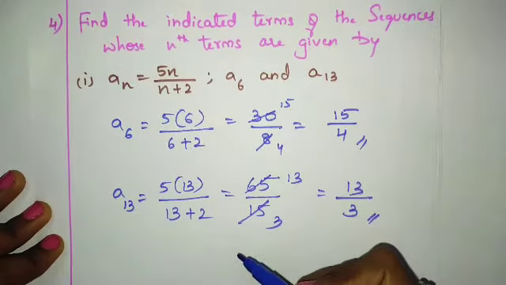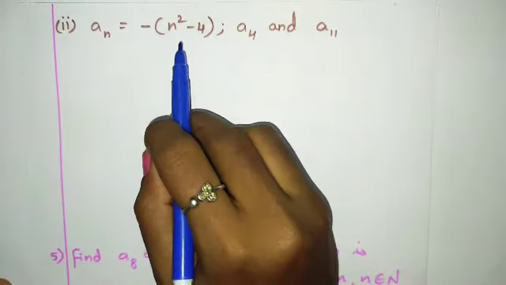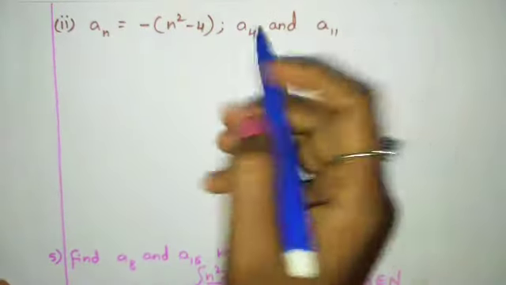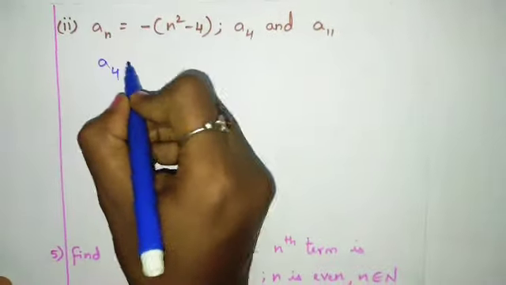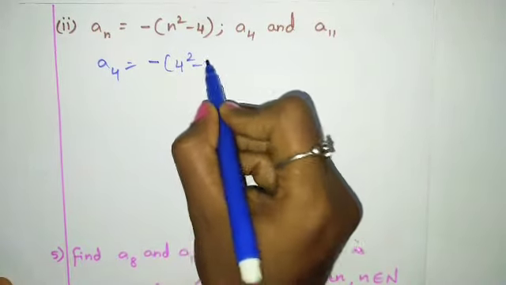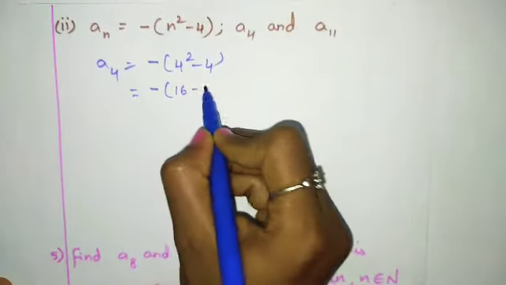Okay. So now we'll see next subdivision. an is equals to minus into n square minus 4. You have to find a4 and a11. So similarly a4, wherever you have n, substitute 4. Minus into 4 square minus 4. That is minus into 4 4s are 16 minus 4.